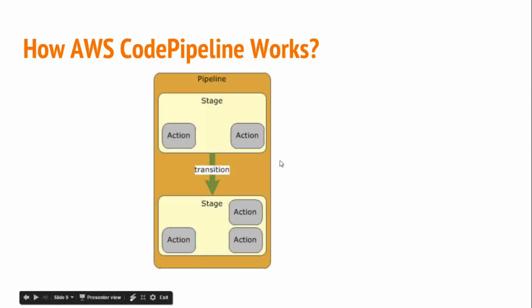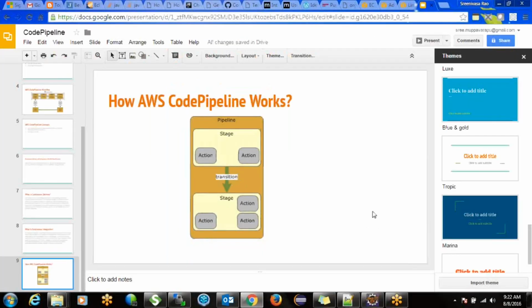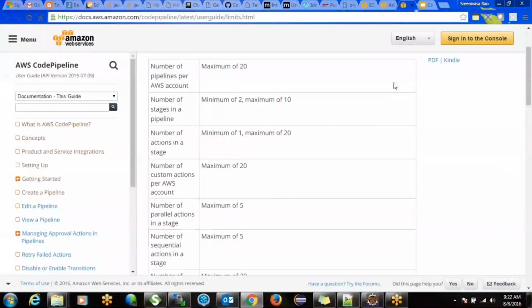So if you see this diagram, this is one pipeline. In this pipeline, we have two stages. In each stage, we will have at least one action. We can write different actions, a number of actions based on the AWS CodePipeline limitations. Once this stage is completed, we can trigger another stage. There are some limitations on creating pipelines. We can find those limits here.